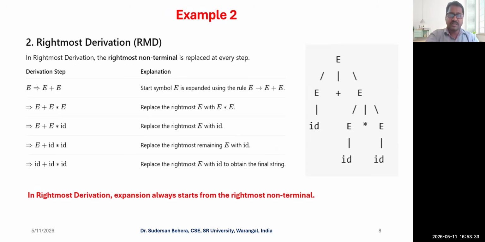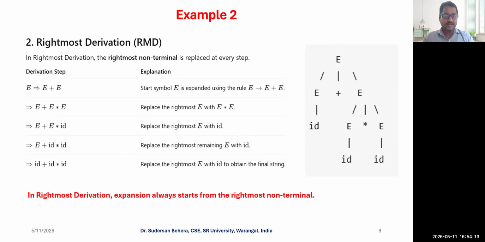Before that, the middle E will now be treated as the rightmost E if you come from left to right, because after that there is no non-terminal called E, or any other non-terminal. So the middle E is nothing but the rightmost E. Now you replace it with its production. What is the production? E derives ID. So the middle E got replaced with ID.